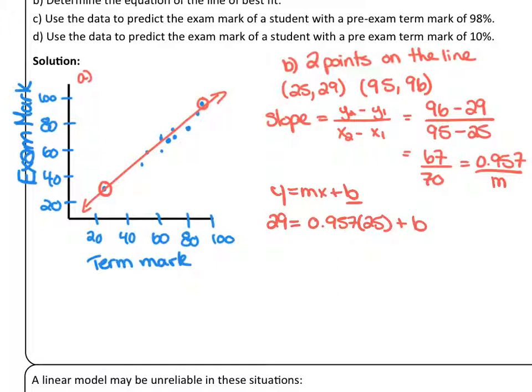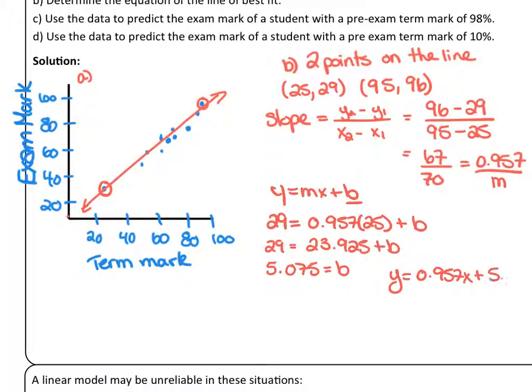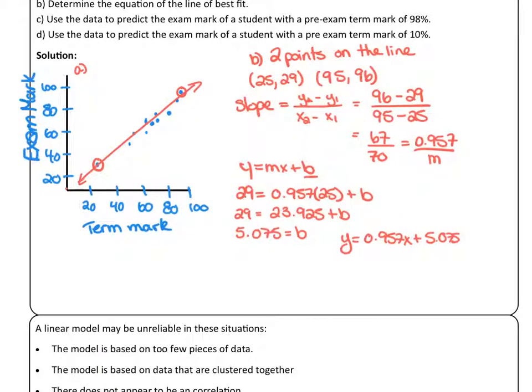So I'll do some calculations. This is 29. This becomes 23.925 plus b. So I'm going to subtract the 23.925 from the 29, and I get 5.075 equals b. Now that kind of makes sense because it looks like the line's going to keep going and kind of hit around here, which is probably around that mark. That's our y-intercept. So we can have an equation that looks like this: y = 0.957x + 5.075.